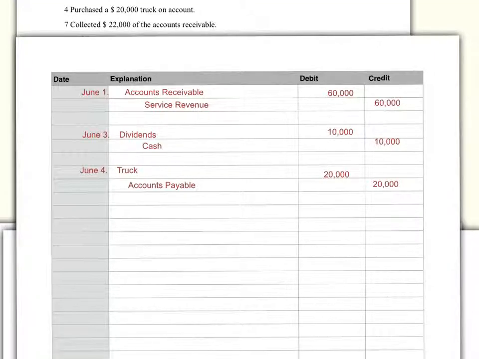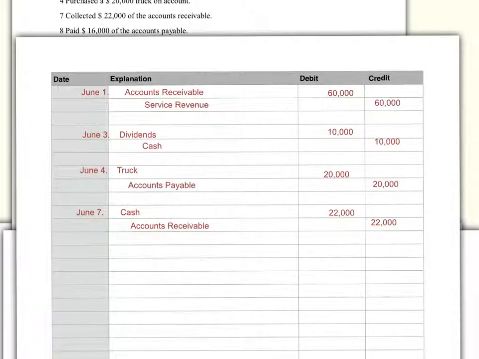June 7th, I collected $22,000 of the accounts receivable that was owing to me. I received cash, so cash increases, so debit cash, $22,000. What is owing to me in accounts receivable has now been decreased by $22,000. On June 8th, I pay $16,000 of what I owe on accounts payable. Therefore, debit accounts payable, $16,000, and credit cash, $16,000.